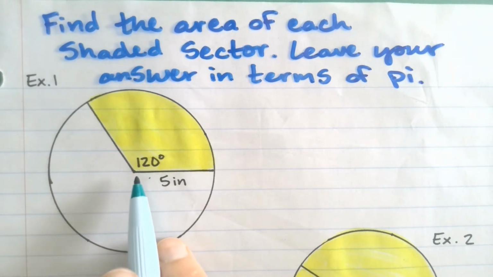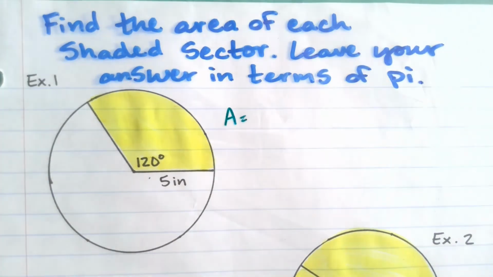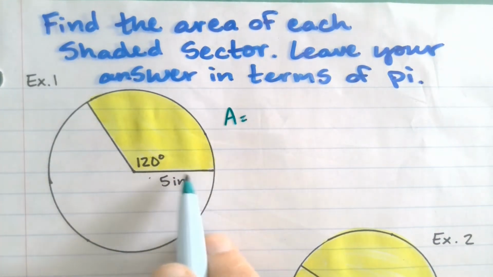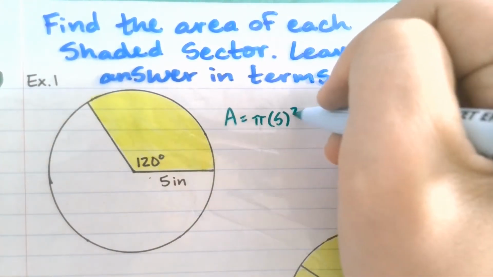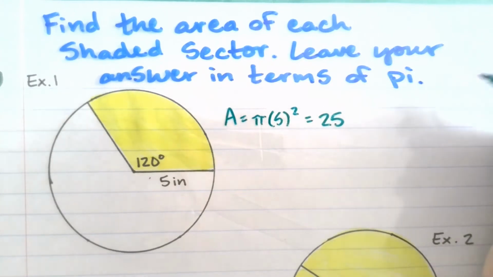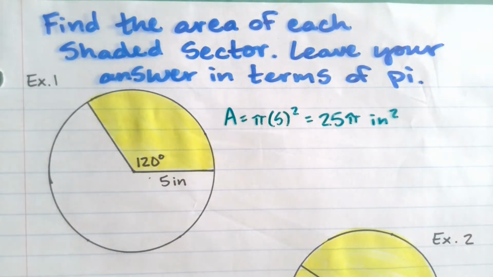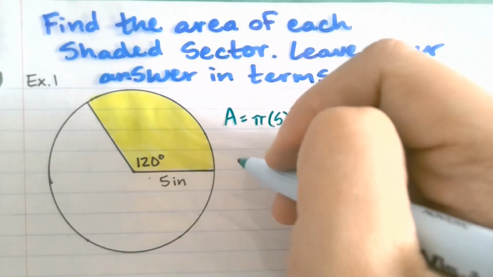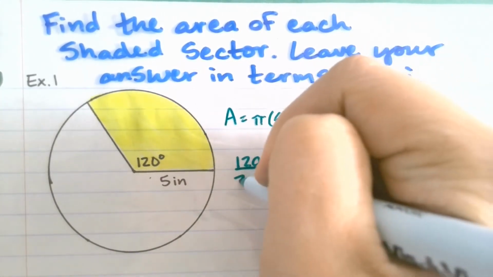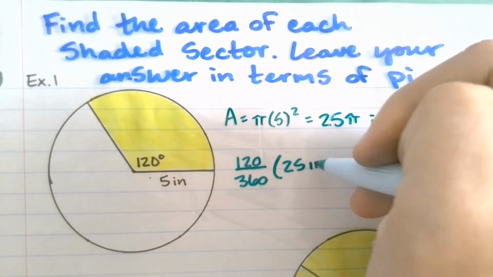Just like with our arc length, before we jump into using the formula for sector area, I'm going to go ahead and find the area of the whole circle. My radius here is 5, so I'm using pi r squared, and I get that my whole area is 25 pi inches squared. Now that makes finding the sector area that much easier, because I'm just going to take my fraction, 120 out of 360, the whole circle, and then I'm multiplying by 25 pi.